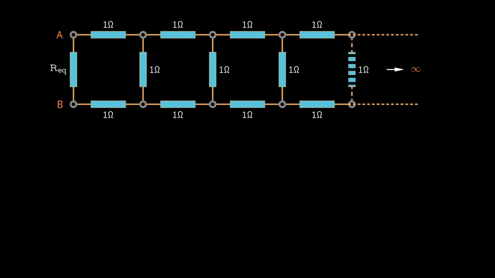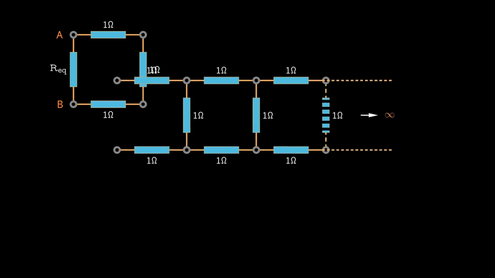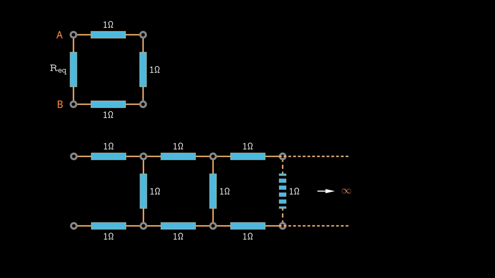Here, we have an infinitely long ladder circuit consisting of 1 ohm resistors. To analyze this circuit, let's remove the first rung of the ladder and concentrate on the remaining portion of the ladder. Since the ladder is infinite, the equivalent resistance of the remaining rungs remains the same as the original ladder. This self-similarity property is key to solving the circuit.